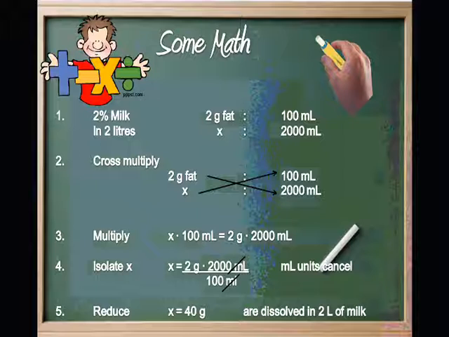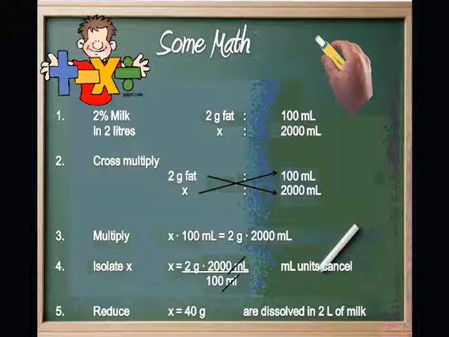As you can see in step 3, we have one line now where x times 100 mL is equal to 2 grams times 2,000 mL. Again, I can do some algebra now and isolate the x. So I divided the 100 mL on one side and I'm dividing on the other. As you can see in step 4, x is equal to 2 grams times 2,000 mLs over 100 mLs.